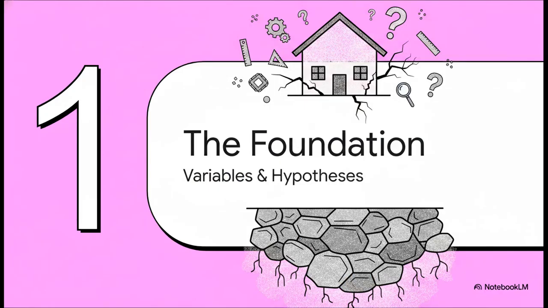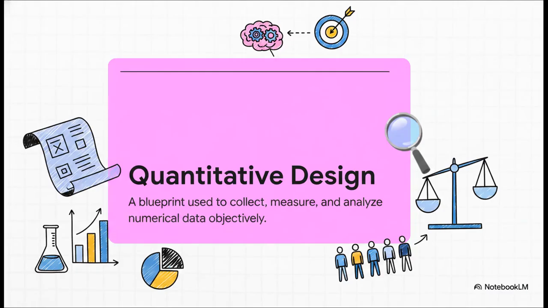All right, stage 1, the foundation, variables and hypotheses. As a researcher, you've really got to think of quantitative research design as your systematic blueprint for objective numerical measurement. It's built on the philosophy that reality is objective, right? It can be measured. You aren't just casually observing things. You are predetermining exactly what data is going to be collected, from whom, and exactly how it's going to be analyzed to test your theories.